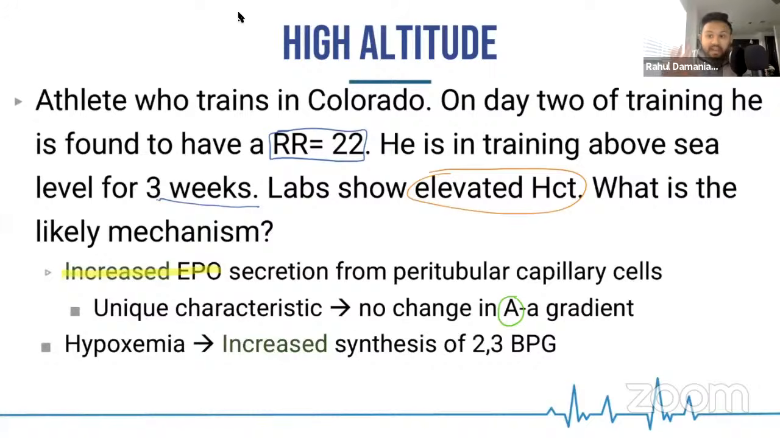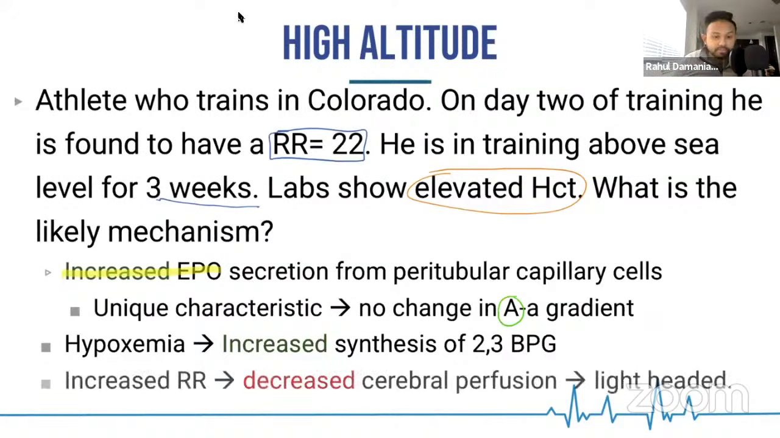Hypoxemia in this setting causes increased synthesis of 2,3-BPG. And that's really important for us to know because when you have increased synthesis of 2,3-BPG, you have a right shift in your hemoglobin oxygen dissociation curve, and subsequently you offload oxygen from hemoglobin into the tissues.